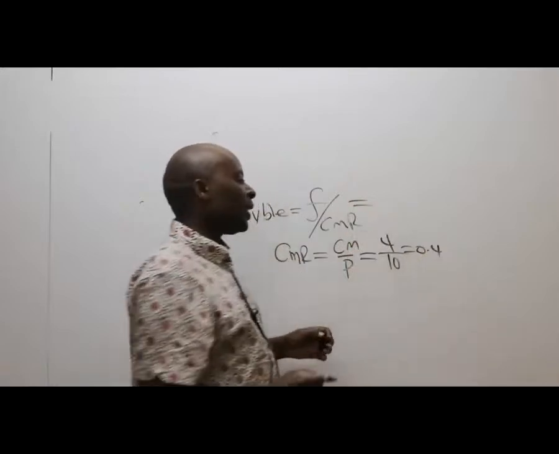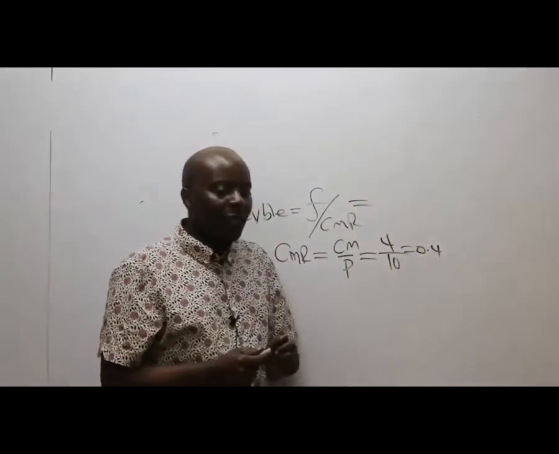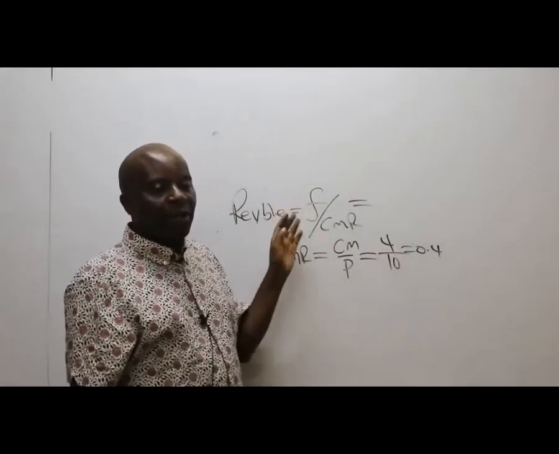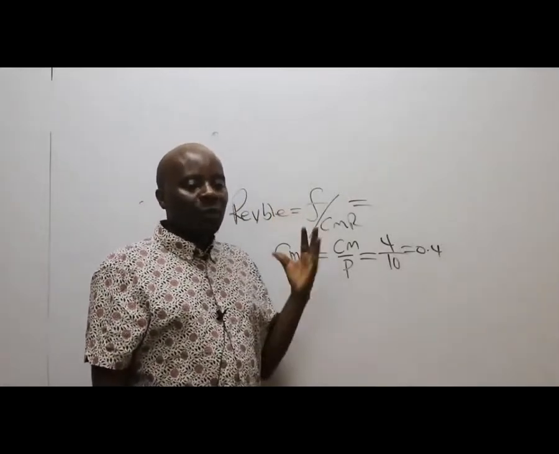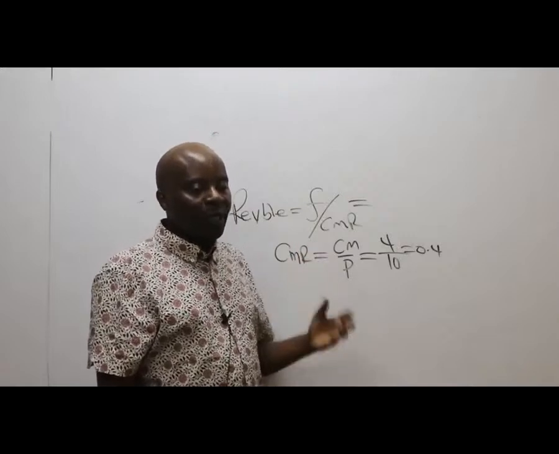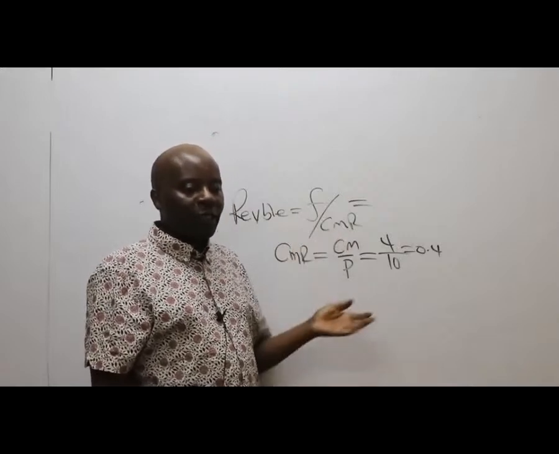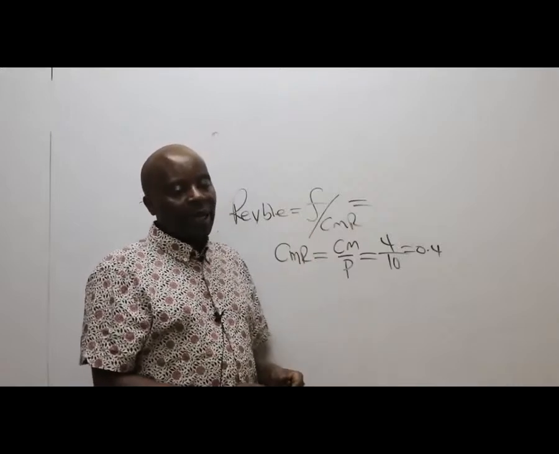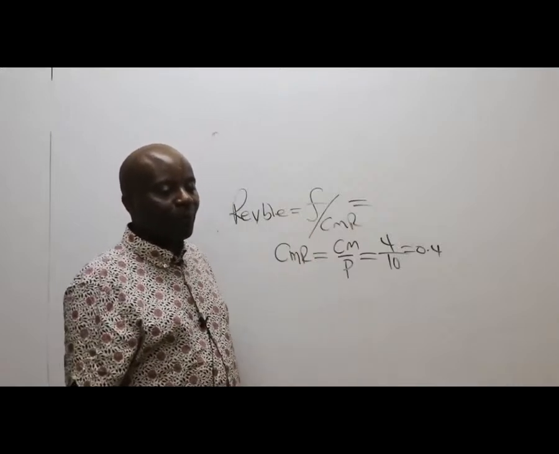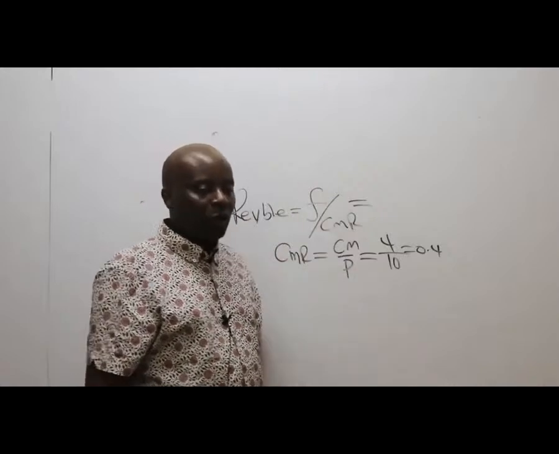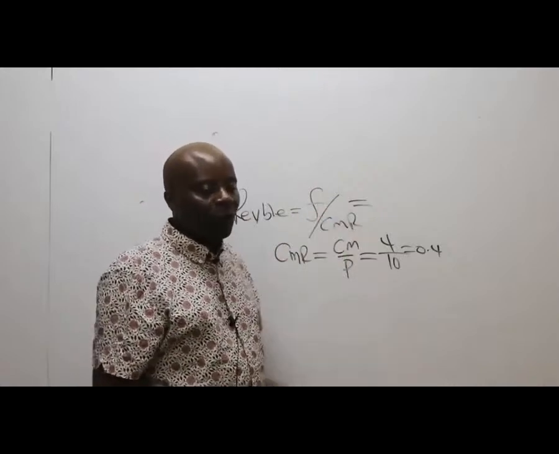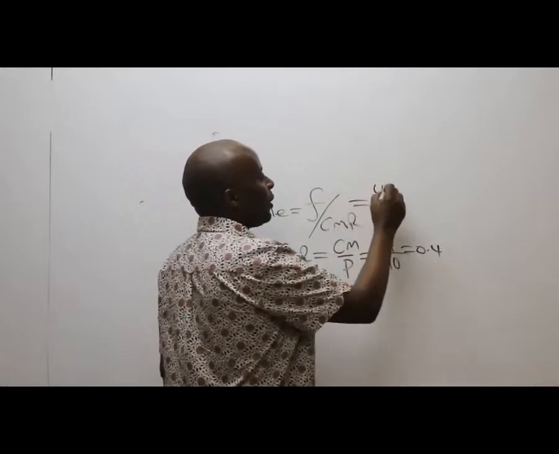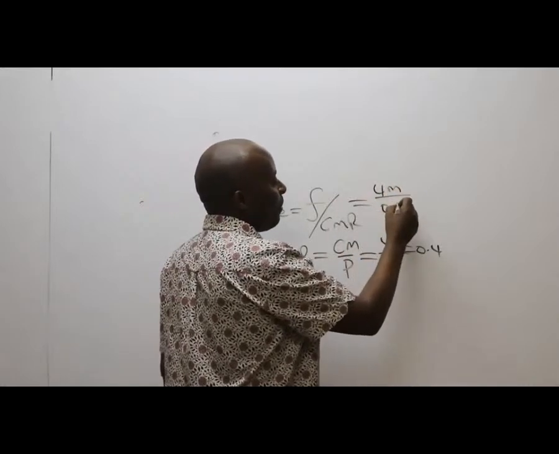Meaning, ladies and gentlemen, that the moment I have my CMR there, I'll be able to plug it in here to get our revenue break even. We need fixed cost over CMR. Fixed cost, tumesema ni ngapi fixed cost? We had a fixed cost from up there, 4 million. Thank you very much, Paul. Fixed cost was 4 million divided by 0.4.